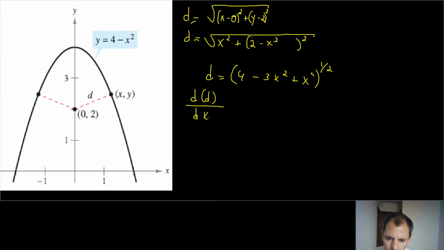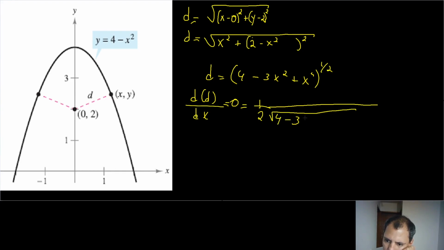With respect to x, and we're going to equate that to 0. So this has to be equal to what? Well, it's going to be half of this to the minus 1/2. So I'm going to put all this in here, and I'm going to put the square root of 4 minus 3x squared plus x to the 4th. And this is going to be multiplied by the derivative of this inside equation.